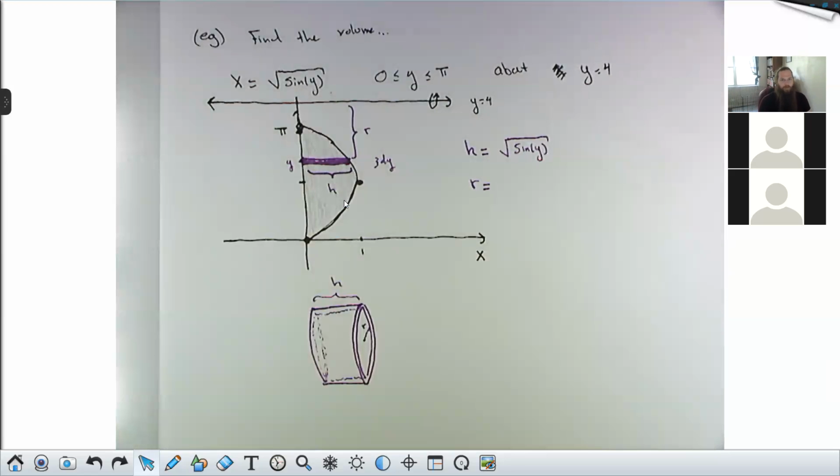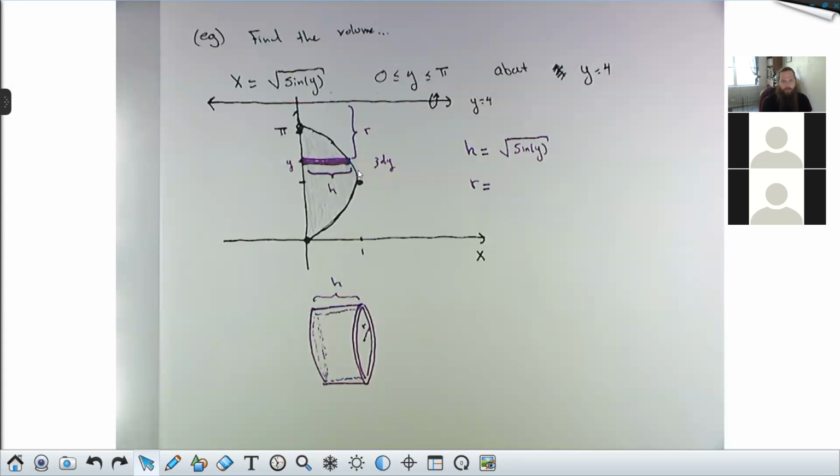Would it be 4 minus square root of sine y? Perfect. Oh, almost. Very close. 4 very close, plus? No. So slow down a little bit. You're on the right track. It's the vertical distance from here to here, right?